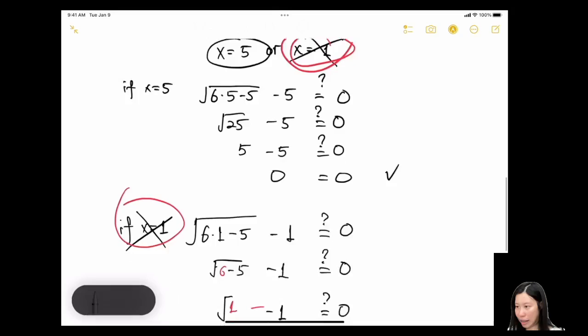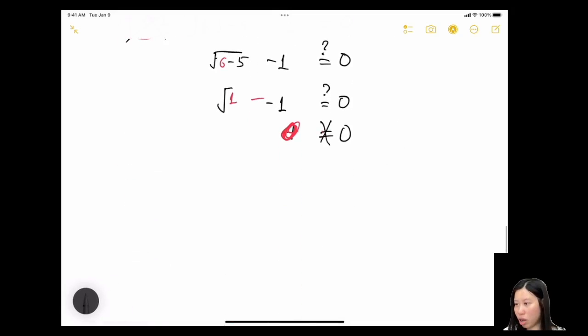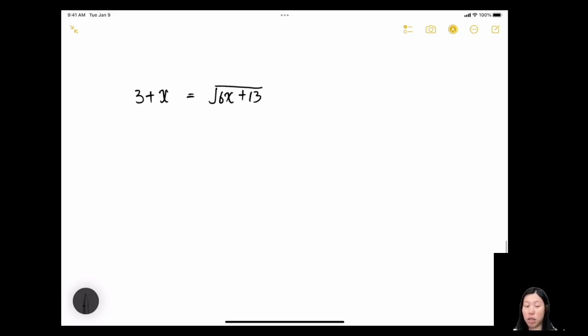Okay, next one. What about this? 3 plus x equals the square root of 6x plus 13. Solve for x. Look, this one, the radical is already isolated, so that means we don't need to do it anymore. We just need to go ahead and square both sides. So now let's square them.